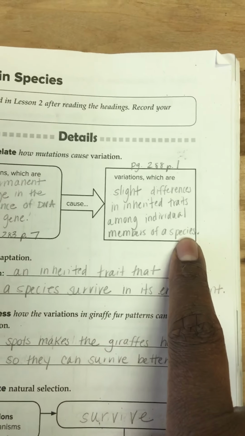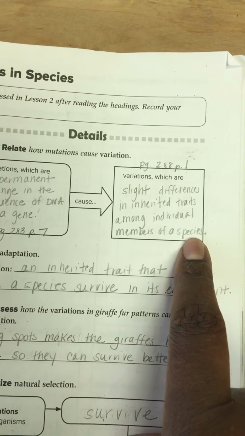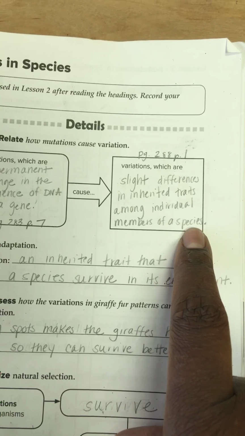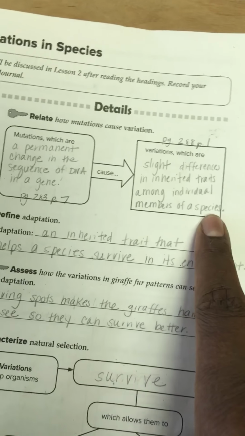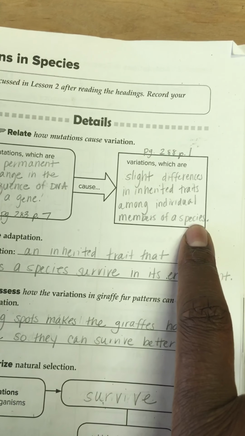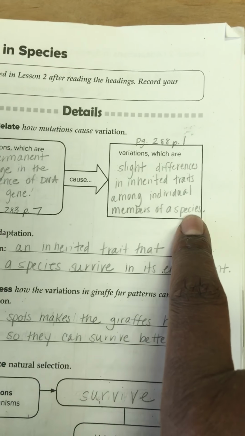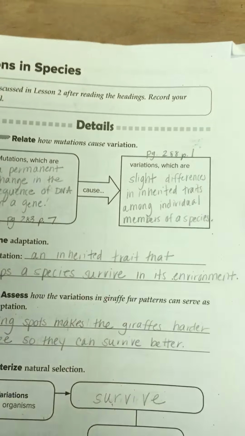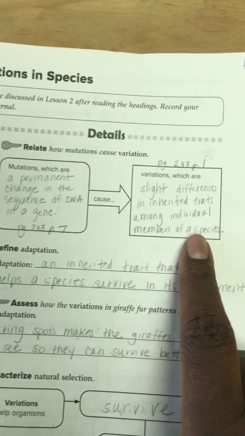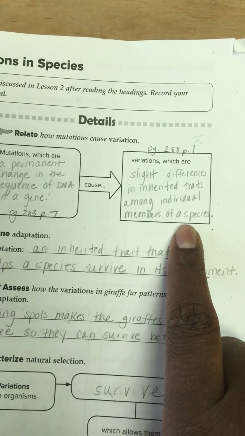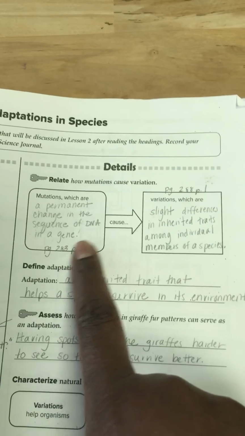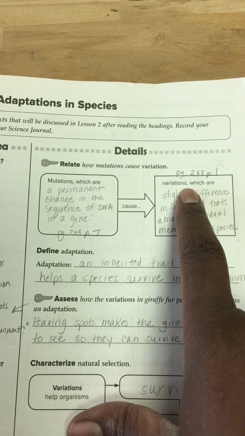And a species is just a group of the same organisms, and they have to be the same organisms in order for them to be able to produce offspring. So humans, even though we have little differences between us, we can all have offspring. But you can't mix a fish and a frog because they're different species. So mutations are what cause variations.